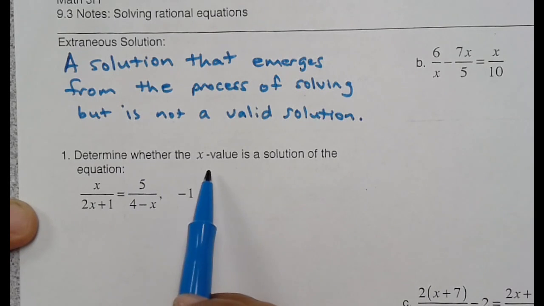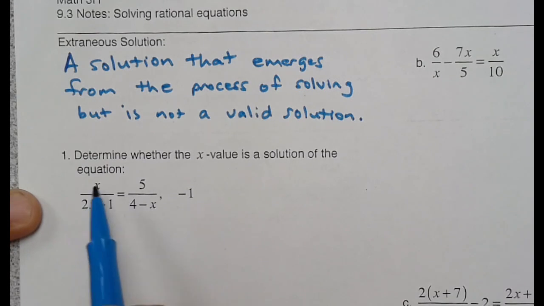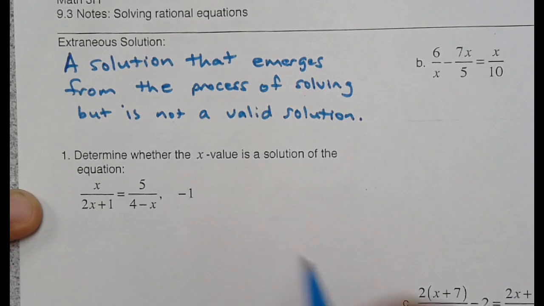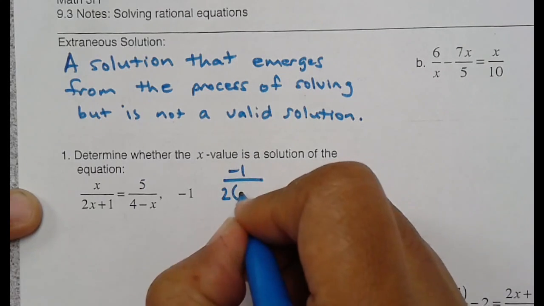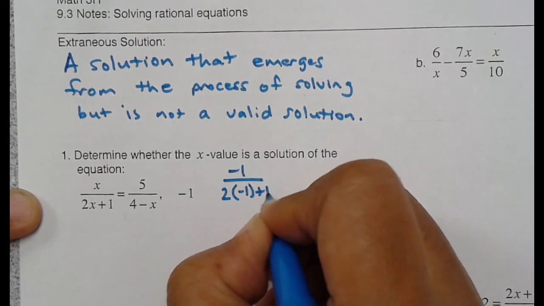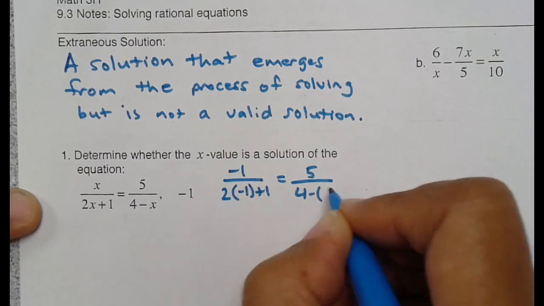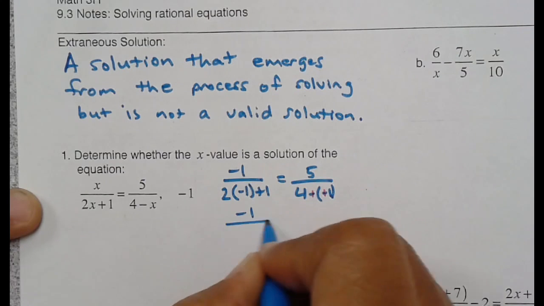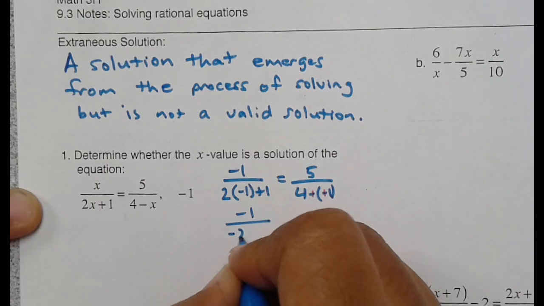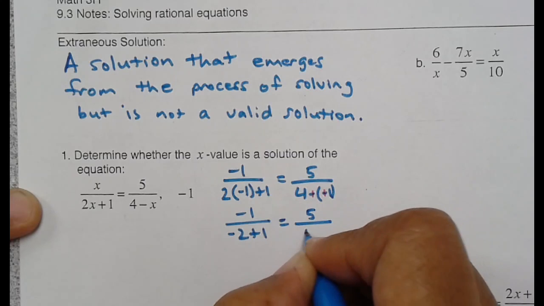All right, how do you determine whether an x value is a solution of this equation? We're going to plug that in. So let's plug in the -1 in for that x and see if it's actually a valid solution. So -1 divided by 2 times -1, which is what we're plugging in for that x, plus 1. And does that equal 5 divided by 4 minus, and then the x is -1. Remember, when you subtract a negative, it's really adding that we're going to have to do there. So we have -1 divided by 2 times -1 is -2 plus 1. Here we have 5 divided by 4 plus 1, which is 5.